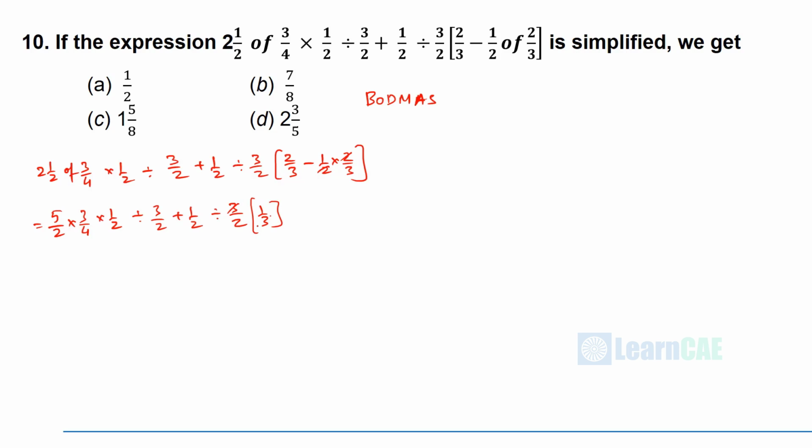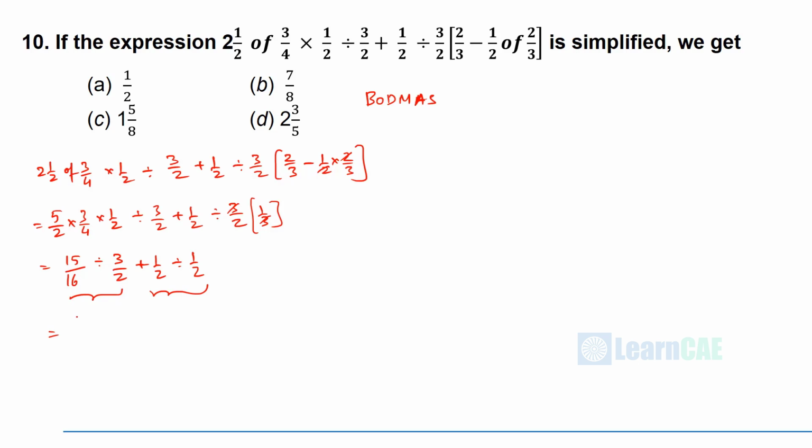Here we can cancel this 3 together. Here we cannot cancel anything, so we shall write it as 5 3s are 15 divided by 2 4s are 8, 8 2s are 16 divided by 3 by 2 plus 1 by 2 divided by 1 by 2. Here if you see, we have to club these two terms together and these two terms together, and finally you have to add them both.